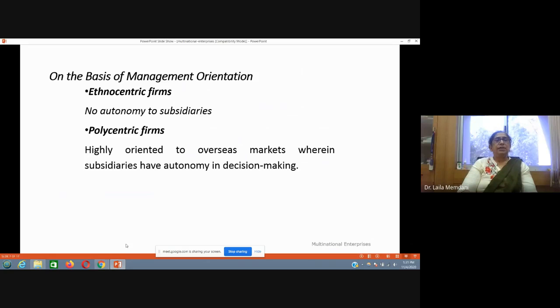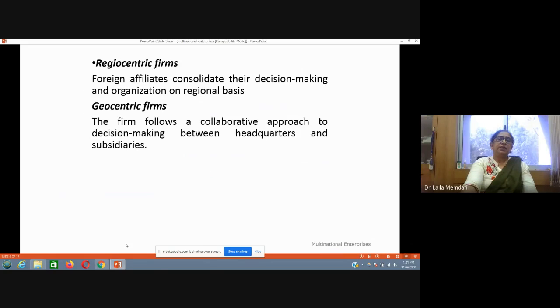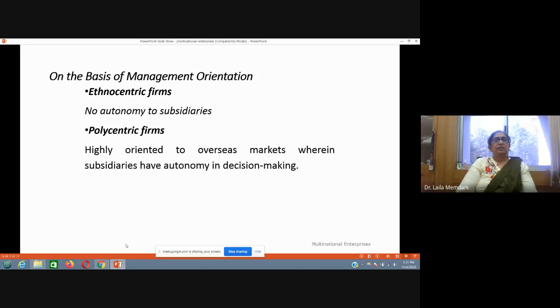Then, on the basis of management orientation, we have ethnocentric firms, polycentric firms, regiocentric, and geocentric firms. They are ethnocentric firms when everything is decided by the headquarter, that is, the parent company will decide everything, no autonomy to subsidiaries. The organizational culture is also of the parent company, and the subsidiaries do not have any independence.